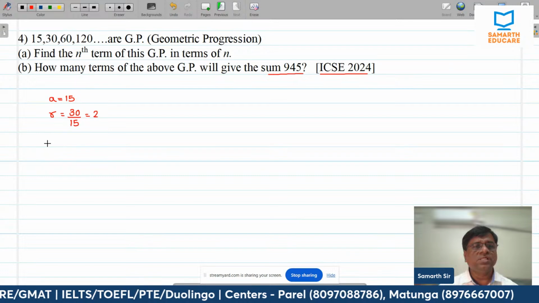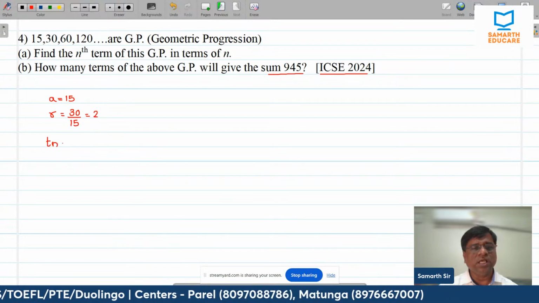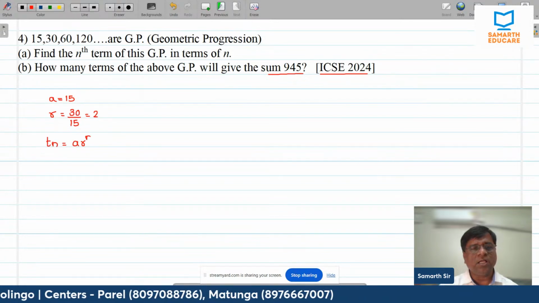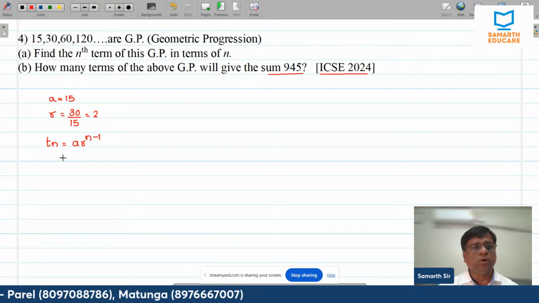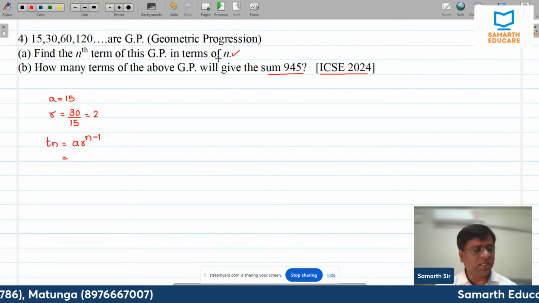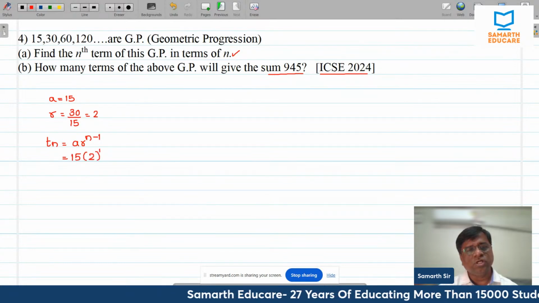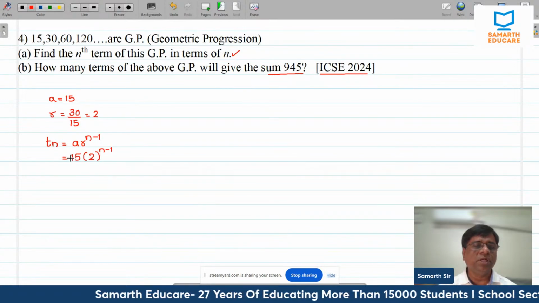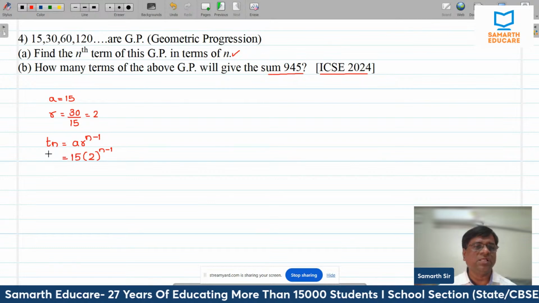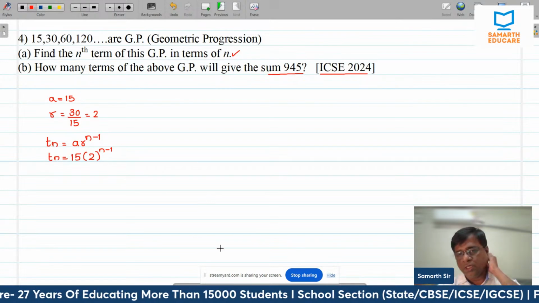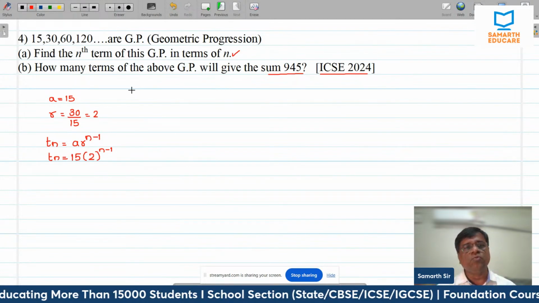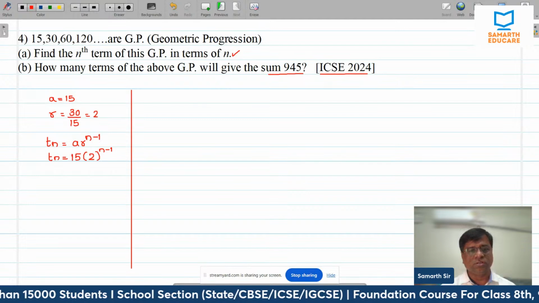Okay, so what is the nth term? The nth term is a r raised to n minus 1. He is asking for the nth term in terms of n. So the a value is 15 and this is 2 raised to n minus 1. So nothing to be done about it. This is your final answer, the nth term. Then the next part, there is one more part in the question.